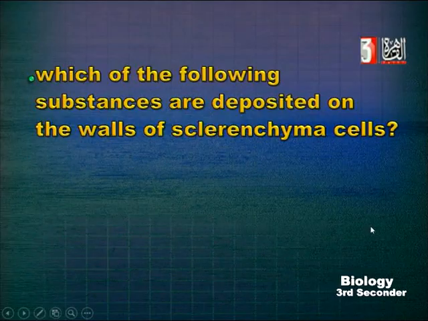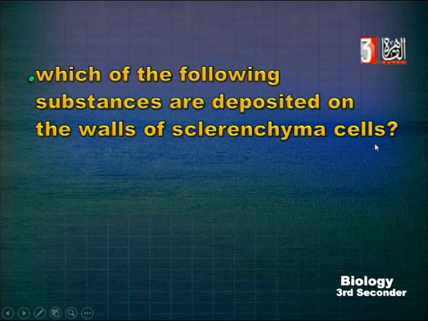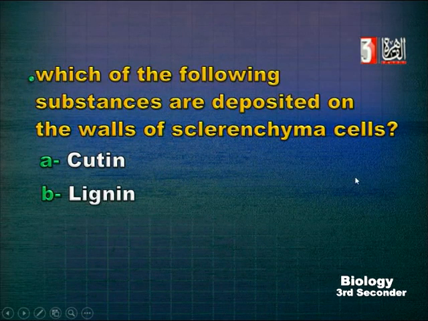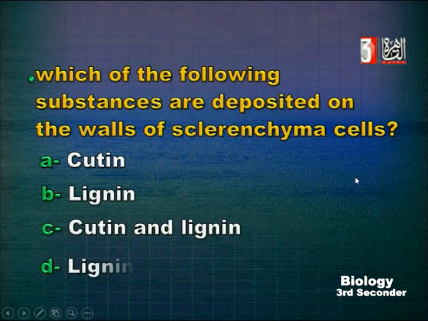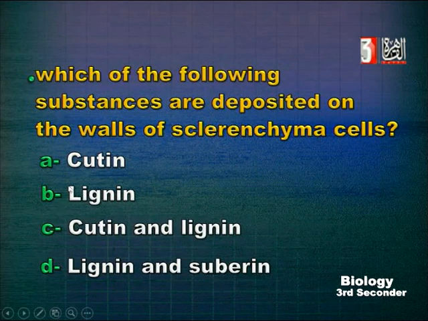Another question: which of the following substances are deposited on the walls of sclerenchyma cells? Sclerenchyma is dead or non-living tissue, it has lignin and cellulose. Okay, cutin is a wrong answer. Lignin, cutin and lignin, and suberin. The answer is lignin.